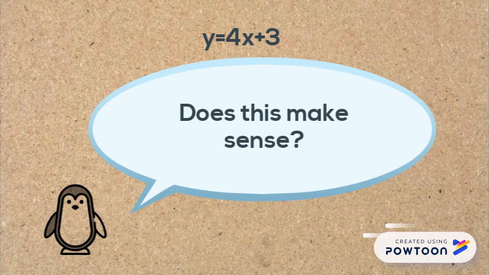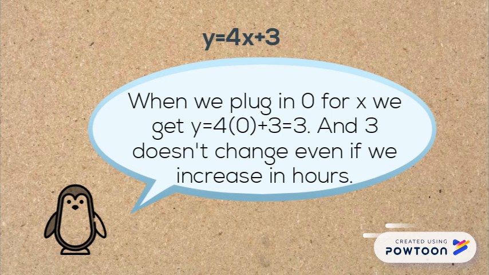Well, does this make sense? When we plug in 0, we get 3, which is the number of people that started out in Fuzzy's, and even if we mess with the x, the number of hours, it doesn't change the original 3.